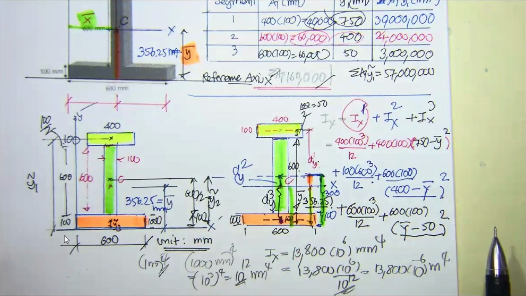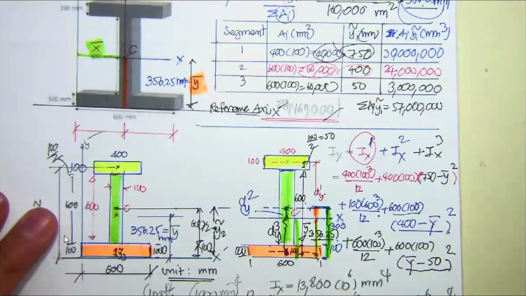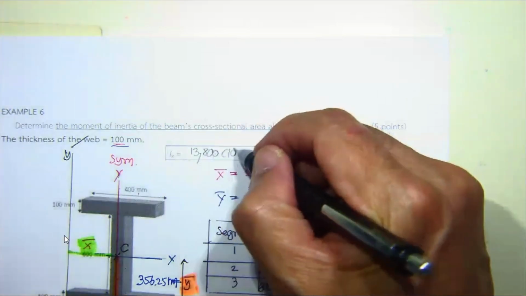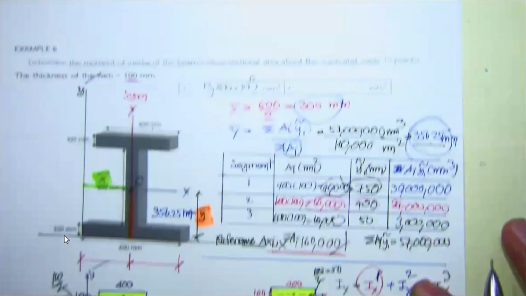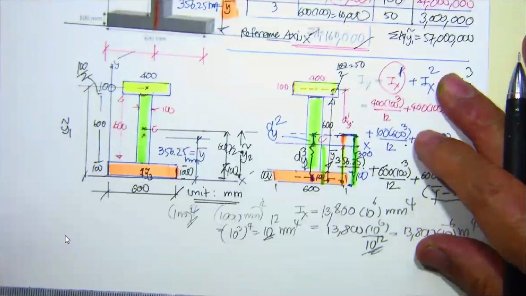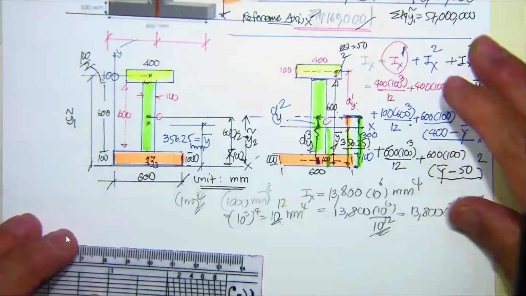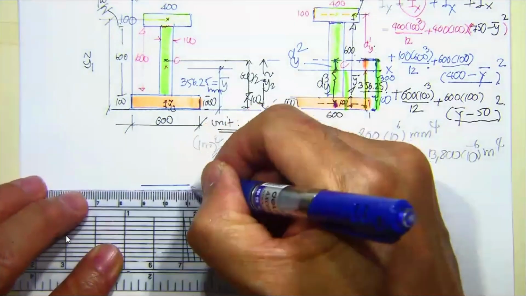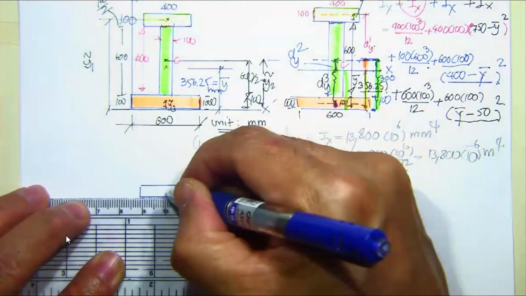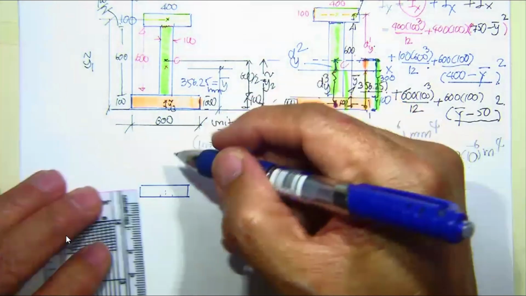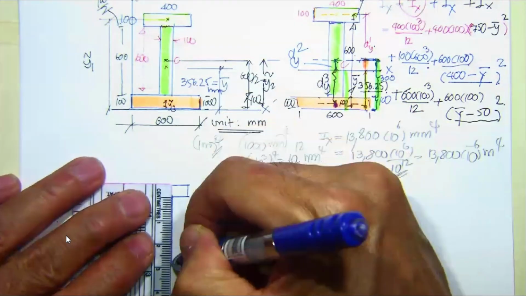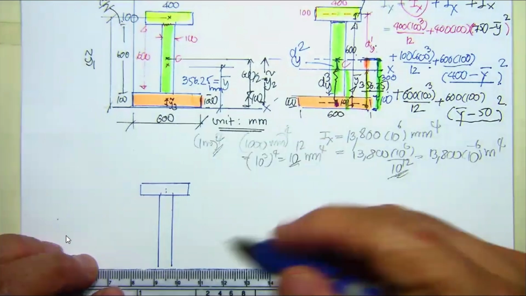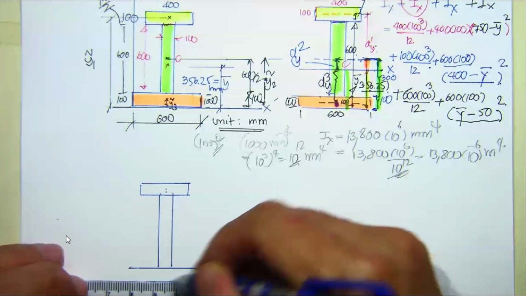Then you have another one. We have I sub x, they said in millimeter, 313,800 times 10 to the power 6 millimeter. Now, I sub y. You may draw another picture, and I recommend you to draw it. Draw another picture. This is half, and then 3. This is 3 centimeter to represent 600 millimeter, and this one, 600 millimeter for 3 millimeter.